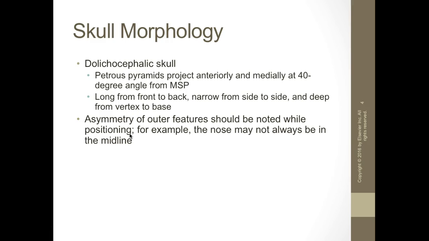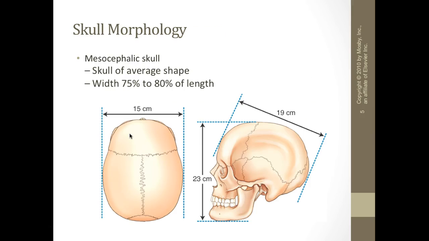So asymmetry of the outer features should be noted while positioning. So for example, the nose, you can't use the nose as positioning. You need to look at your parietal eminence to see. A lot of people have crooked noses.